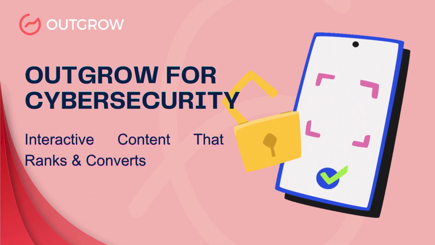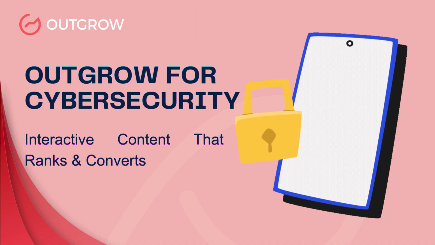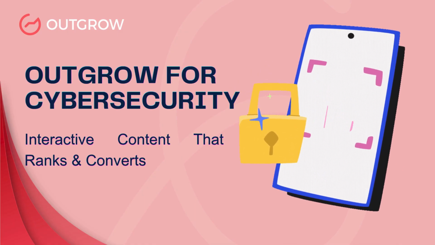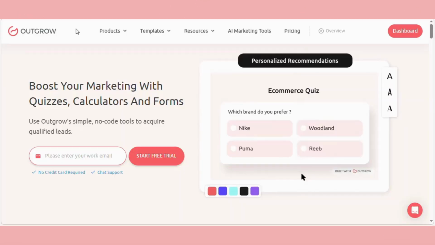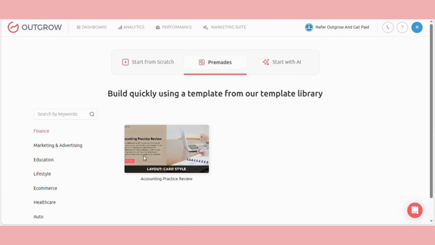Welcome! In this tutorial, we'll show you step-by-step how to create an interactive cybersecurity assessment using Outgrow, designed to engage users, educate them, and capture high-quality leads. Let's get started. First, log into your Outgrow account. Once you're inside the dashboard, choose the assessment content type. You can either start from scratch or select a pre-made template, whichever works best for your use case.